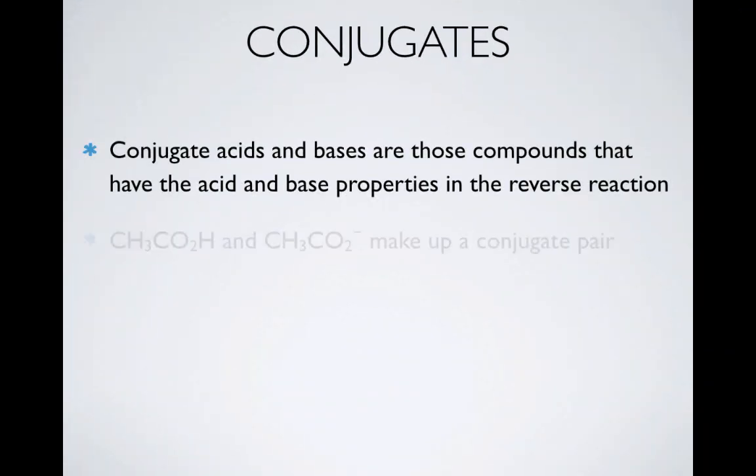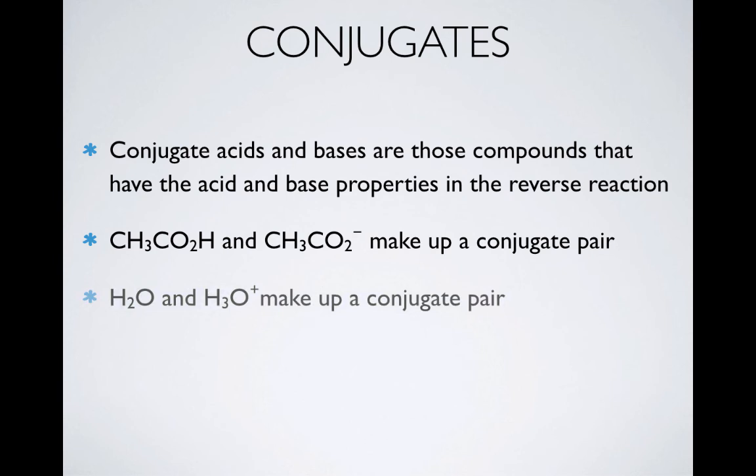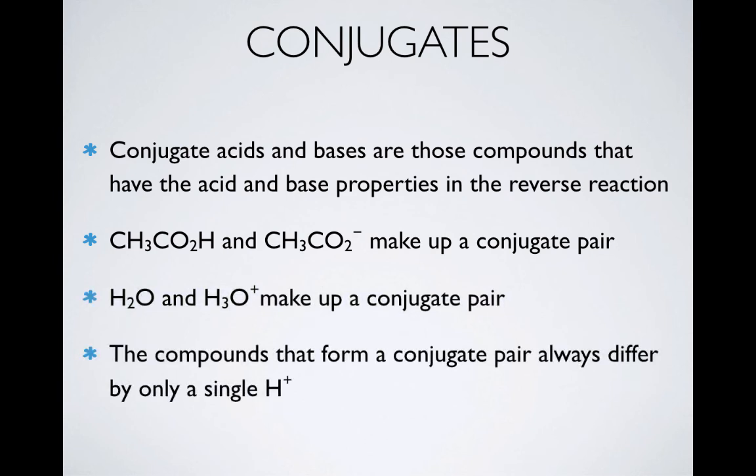Earlier, a couple of slides ago, we introduced this term of a conjugate. We had conjugate acids and conjugate bases. So your conjugate acids and bases are the compounds that have the acid and base properties in the reverse reaction. If we have what we call weak acids and bases, and we'll talk about those later, we are always going to have an equilibrium situation set up in our acid-base reaction. So if we have an acid and base in the forward reaction, we're also going to have an acid and base in the reverse reaction.